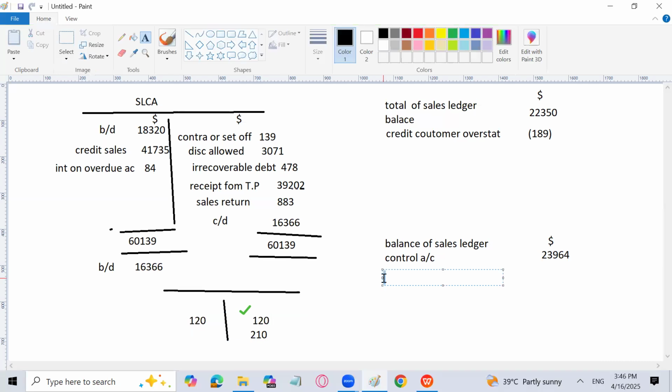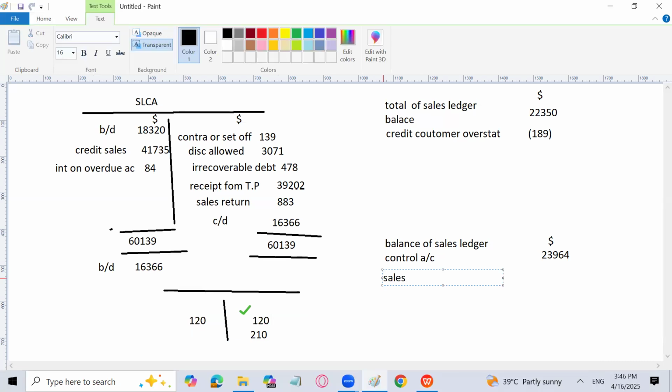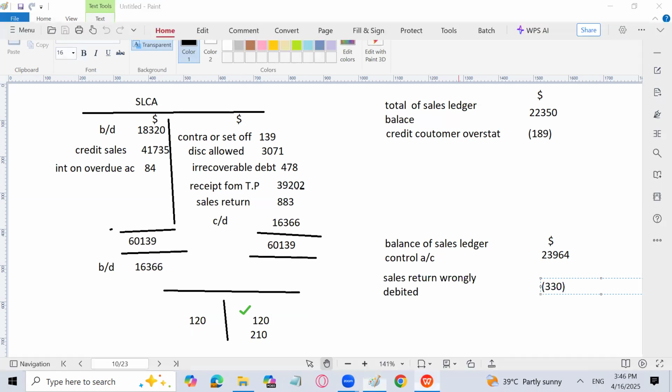So I will write here: sales return wrongly debited, right? So it will be subtracted from here and the amount is 330. Okay. Now let's move forward.